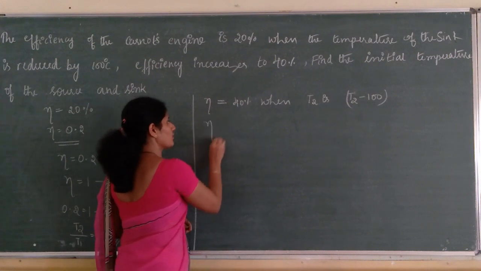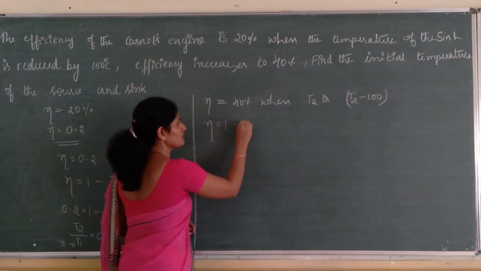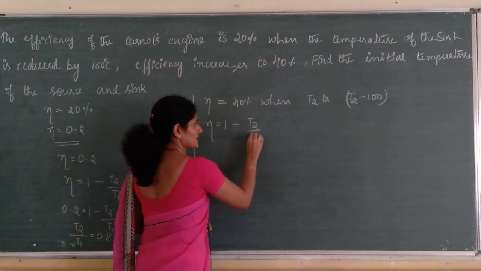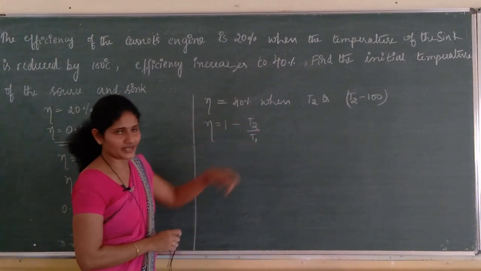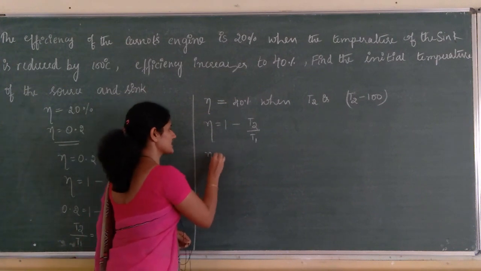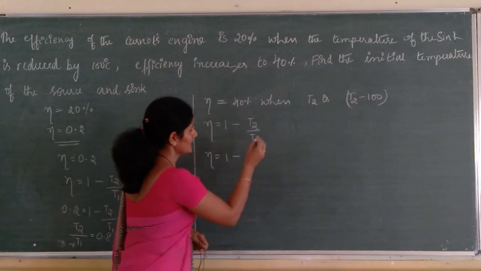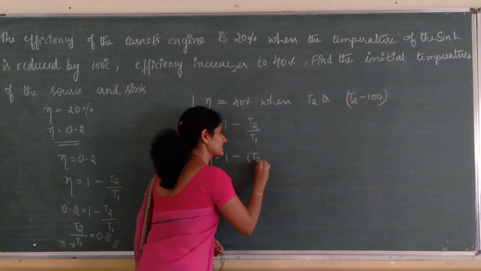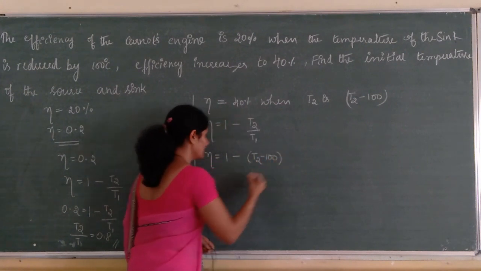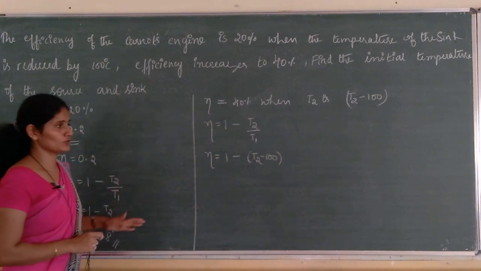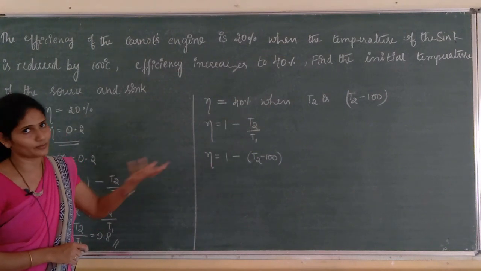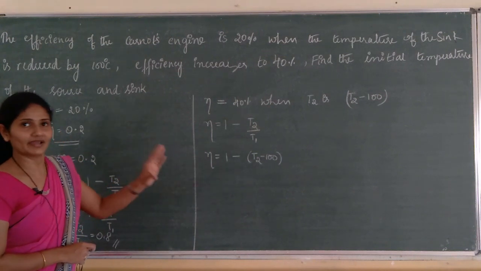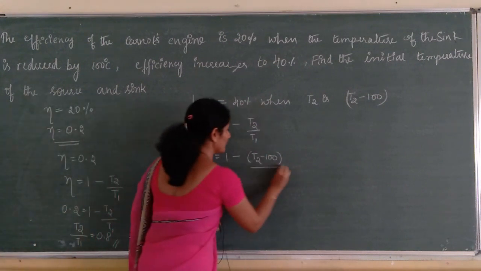For the second part, we are using the same formula. Eta is equal to 1 minus T2 by T1. Here T2 is decreased by 100. So eta is equal to 1 minus, in place of T2, put T2 minus 100. Initial value if T2 is 400, then 400 minus 100 is 300. We cannot write it directly, we don't know the T2 value. So value minus 100 divided by T1.